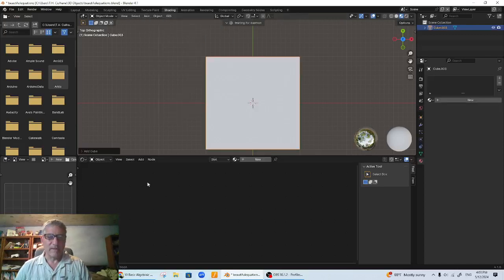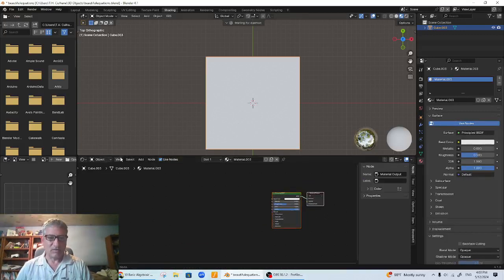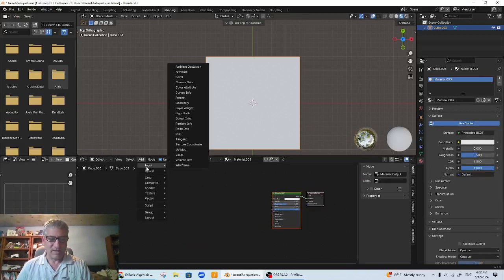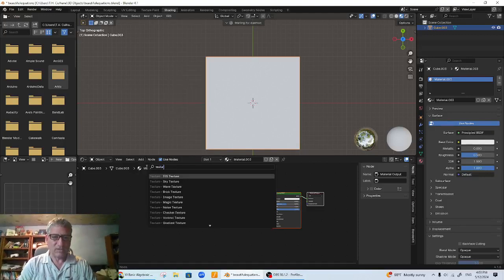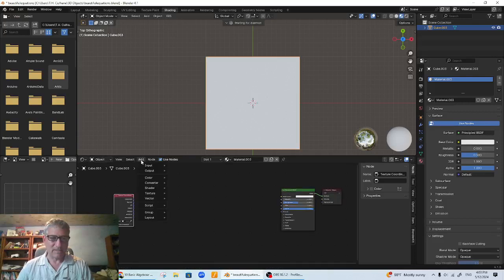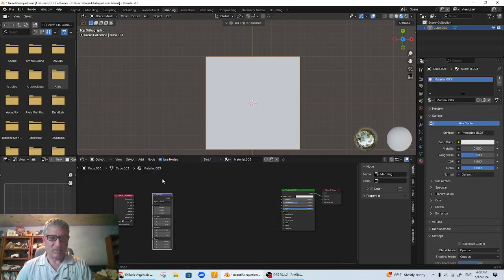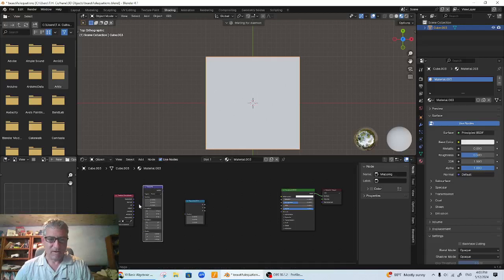Add a cube. And then make a new texture for it. And once again add the texture coordinates, and then from the texture coordinate add a mapping node, and then from our mapping node add a separate XYZ. Click on it, separate XYZ. All right, and connect the object to the vector, and then the vector to the vector.